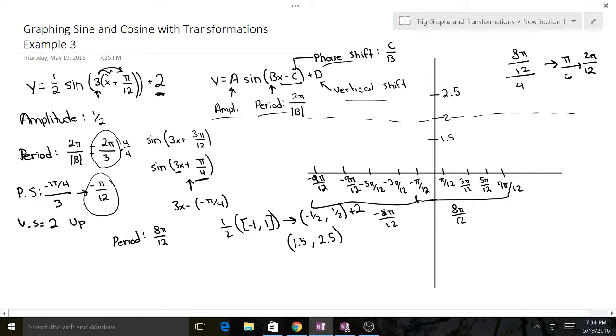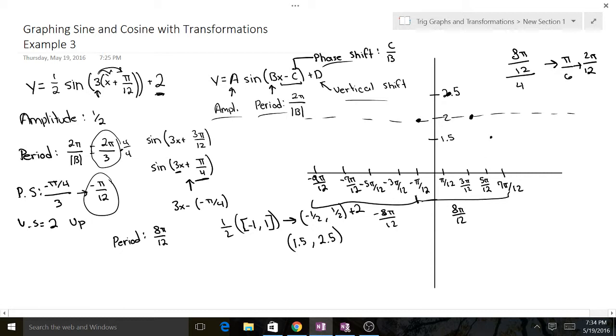And we know since we did a phase shift, negative pi over 12, we're going to start here at negative pi over 12 right in the middle because it is a sine function. It always starts in the middle. It hasn't been turned upside down, so we're going to start by going up. And we know our next critical point is at pi over 12, so it's going to be right about there. Our next critical point is at 3 pi over 12. It's going to be back at the midline.